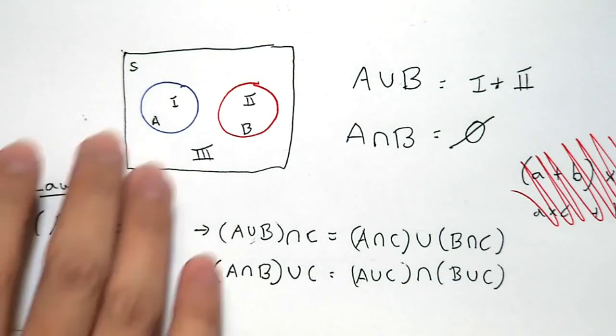After this, we have the Morgan's law. The Morgan's law talks about complements when you have unions or intersections in them. So let me just write down the Morgan's law. And what that states is that the complement of the union of A and B is going to be equal to the intersection of the complement of A with the complement of B.